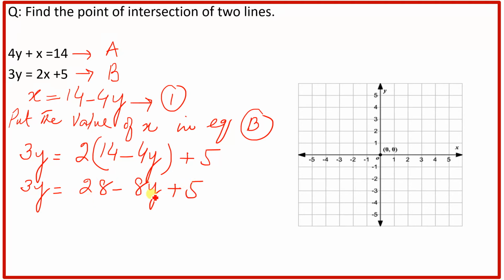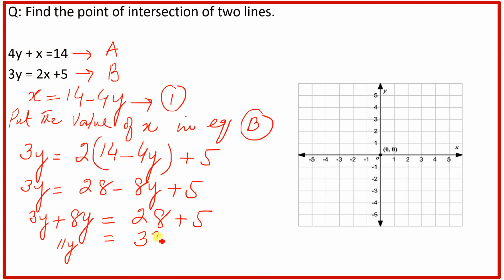We will transpose the negative 8y. It becomes positive 8y when we take it to the left-hand side of the equation. So this is equal to 11y, because both are positive. We want only the value of y, so we divide by 11. So y = 3. This is the y coordinate.